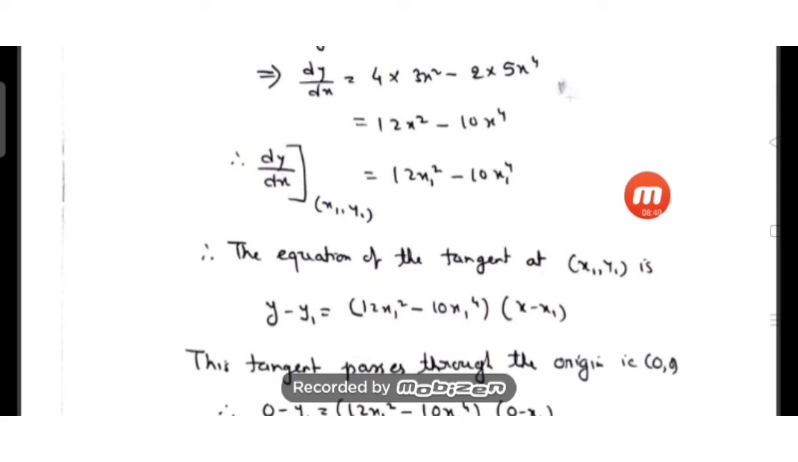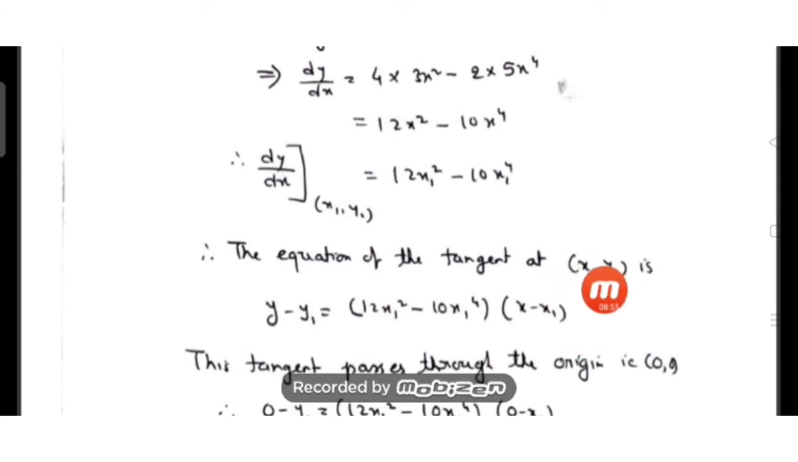So now write down the equation of the tangent at the point x1, y1. What is the equation? Hope you remember. dy/dx is the slope of the tangent, that is m. The equation is y minus y1 is equal to m into x minus x1.